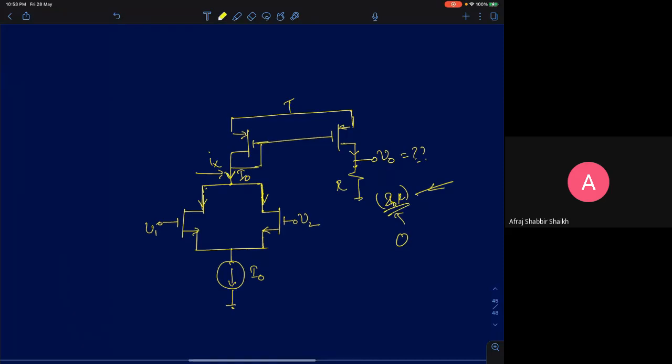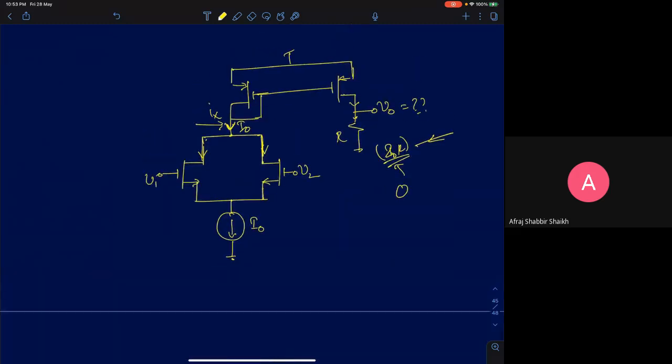I've added the two currents, which is why this is happening. So keep in mind, even if this current is increasing by delta I, this current is decreasing by minus delta I. So the sum of the two currents is always constant. It's equal to I0.